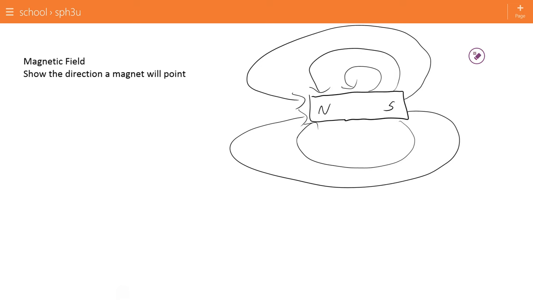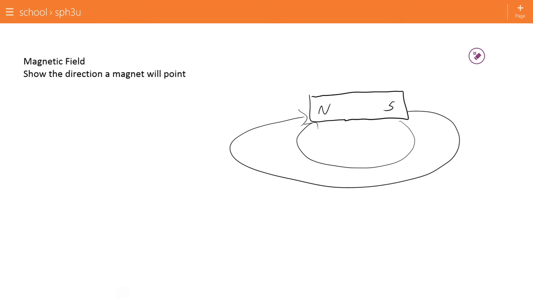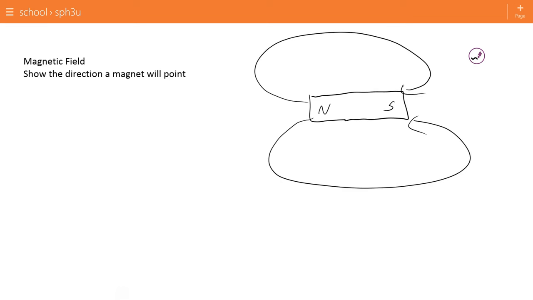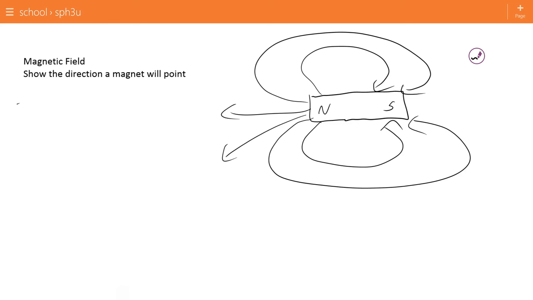Doing that backwards. Hold on a second here. Let's try that whole one again. They would come out of the north and go into the south like that. It's important to get the direction on this right, because it is assumed that a magnetic field shows the direction a north pole would point.